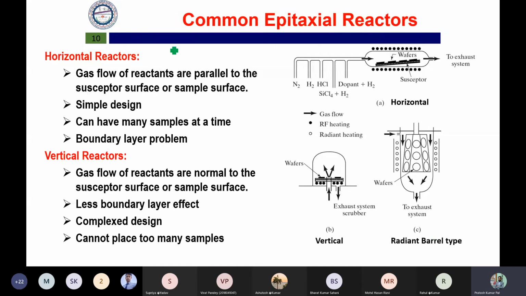So whatever surface is there, the gas flow will be parallel to this surface. If this gas is flowing this way and this is the surface, like in the previous one we have seen, this is the substrate and we are flowing the gas parallel to the surface. So this is called horizontal flow.